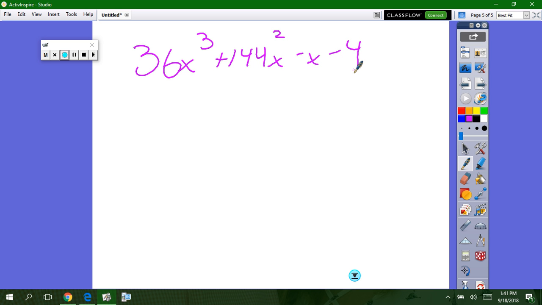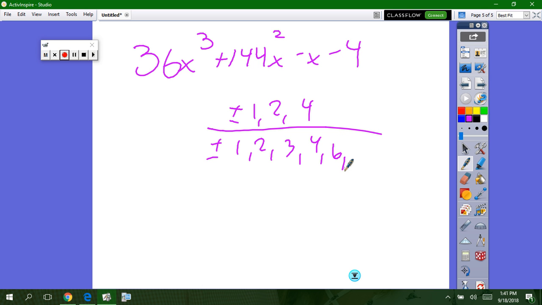Let's do our possible rational zeros. I'm going to look at my constant. What are the factors of my constant? Plus or minus 1, 2, 4, right? Divided by the factors of my leading coefficient, which is 36. So what are the factors of 36? 1, 2, 3, 4, 6, 9, 12, 18, 36. Holy schnikers there, huh?